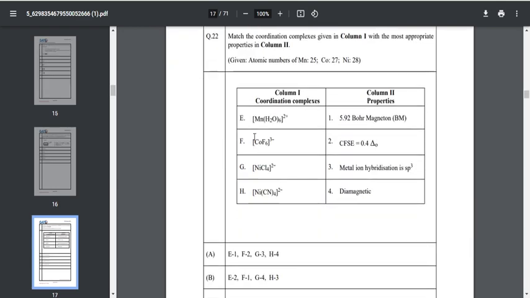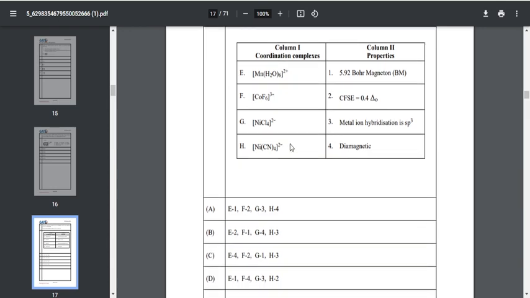Next, for this particular question, it is correctly matched. For this particular one, they have a magnetic moment of 5.92 Bohr magneton, and for hexafluoro complex it is having a CFSE value of 0.4, and for NiCl4, that is tetrachloronickel, the metal ion hybridization is sp3, and for cyanonickel it is diamagnetic. So it is correctly matched, that is E1, F2, G3 and H4.